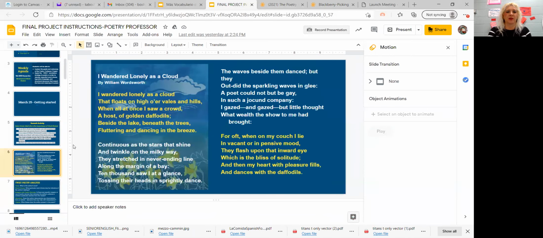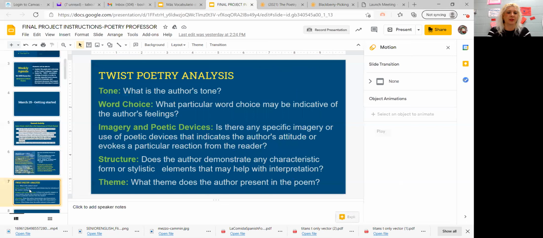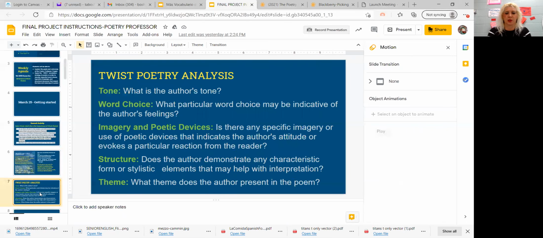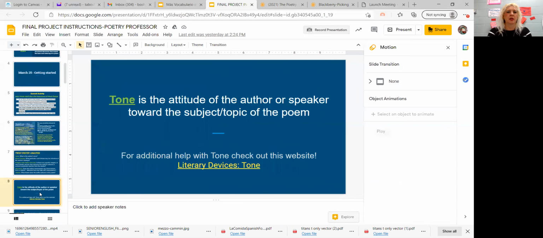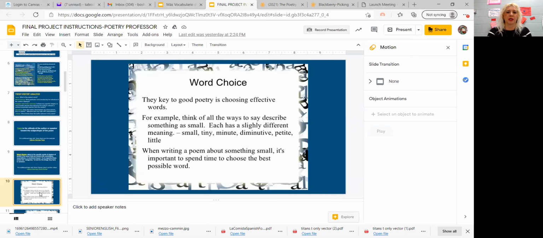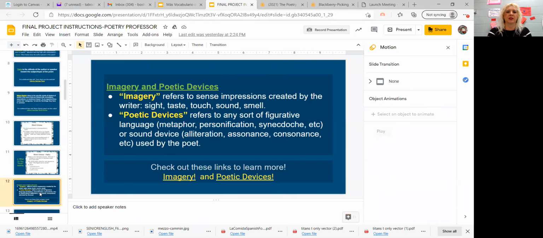If you like one that reminds you of nature and makes you feel peaceful, maybe you want to hear about the heart with pleasure feeling and dancing with the daffodils. So perhaps this poem might speak to you. Maybe you just want a happy thing in your life right now. So you might want to choose that poem to use for your final. But there are lots of choices. You don't have to pick this one right off. This goes through tone, word choice, imagery, all of these devices you would use to analyze the poem you choose.